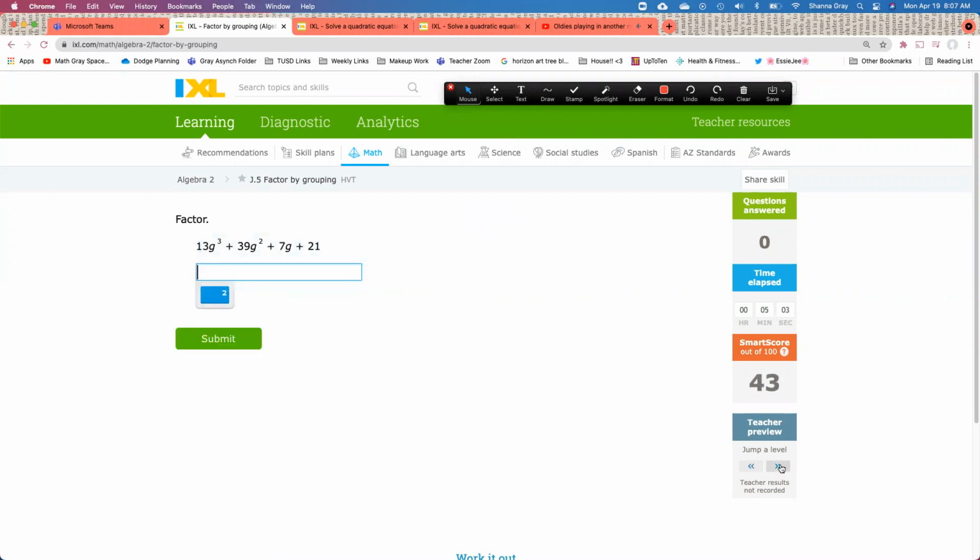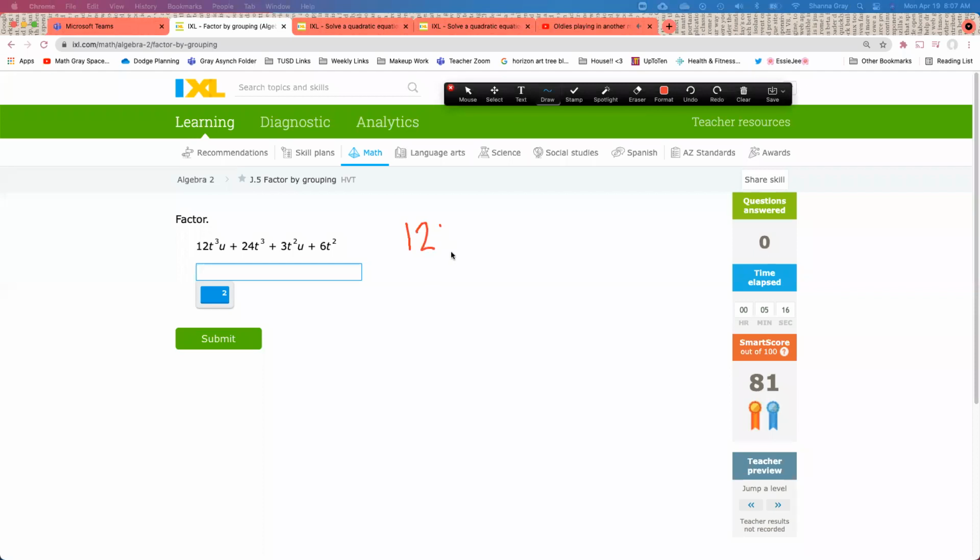It looks like the numbers get a little bit bigger, but overall it's going to be about the same amount of difficulty. At this point, I'm all the way up here at 81. I'll do this one, but nothing really changes in terms of difficulty other than they add more pieces. This one has 2 variables as opposed to just 1, but it still works the same way. I'm still looking for the greatest common factor.